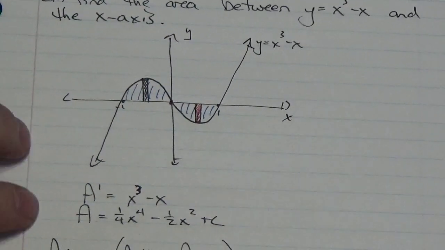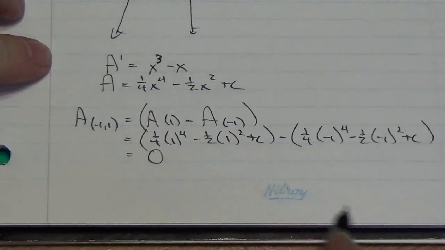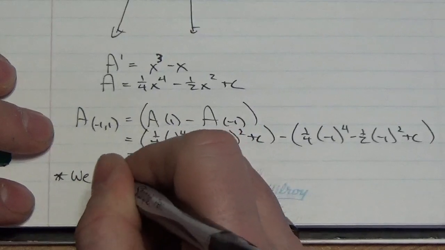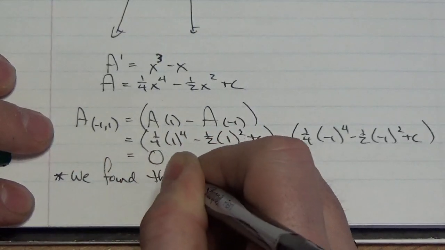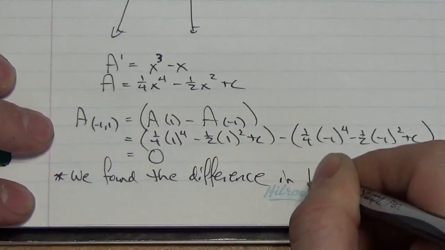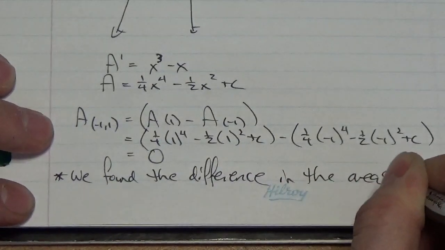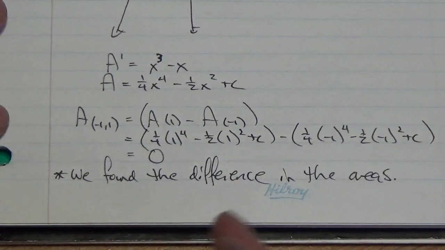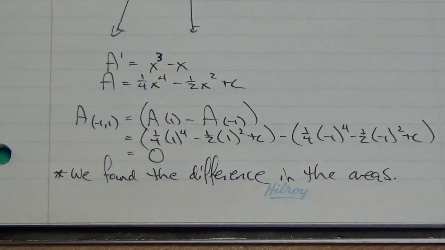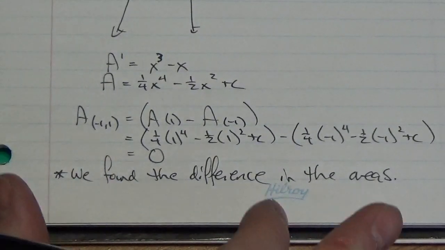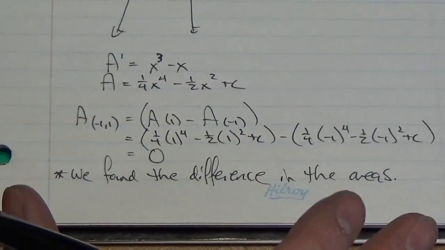And so what happens here is our procedure, what we've actually done is we found the difference in the areas. We found the difference between the two areas there. Now it turns out in this case the difference dropped down to 0 because they were identical to one another. Now, it turns out that sometimes that's actually what you want.